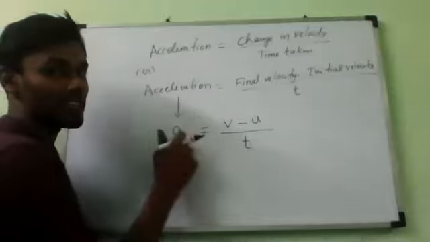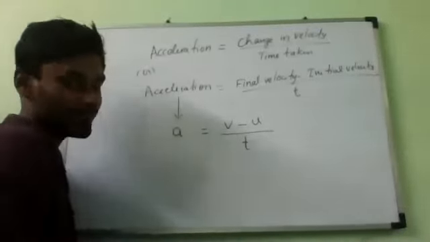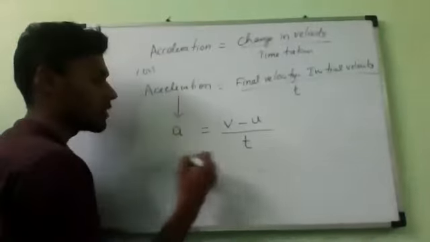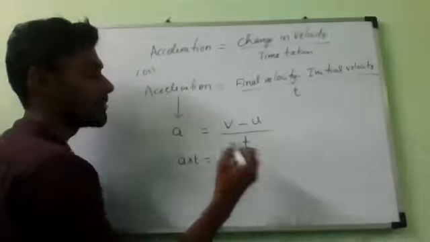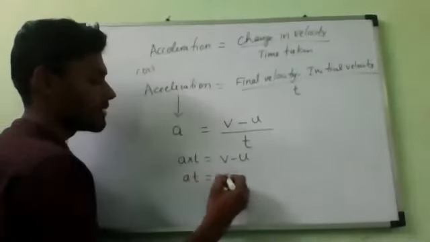Now, time is in division here; it will come to this side. What will it become? Multiplication. So A into T, which is AT, equals V minus U. Yes or no? So I can write AT equals V minus U.